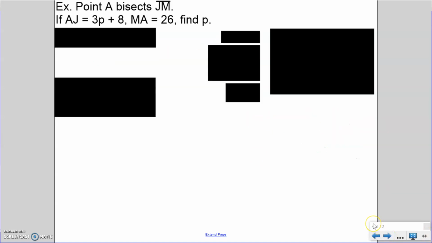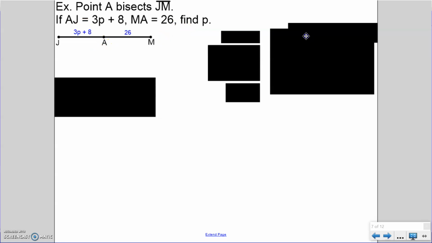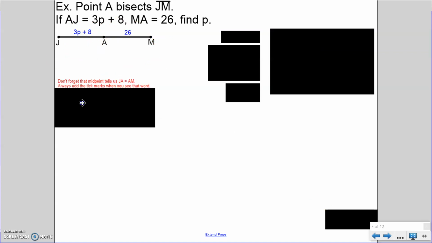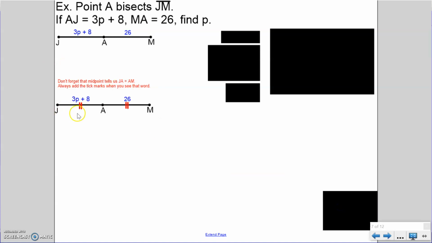Here's another problem. Point A bisects line segment JM. If AJ equals 3P plus 8, and the measure of MA equals 26, find P. So here's a picture. It says bisect, so make sure you put A in the middle. Alright, that's all we have. We can't do part plus part equals whole here. But remember, we have the word bisect or midpoint. So we know JA equals AM. So I'm going to add those tick marks. And as long as the same tick marks are used, it's good. So you have 2 marks each, or 1 mark each, or 3 marks each.